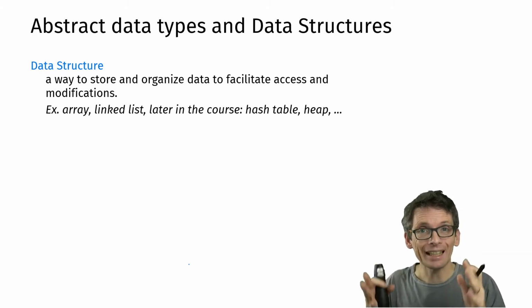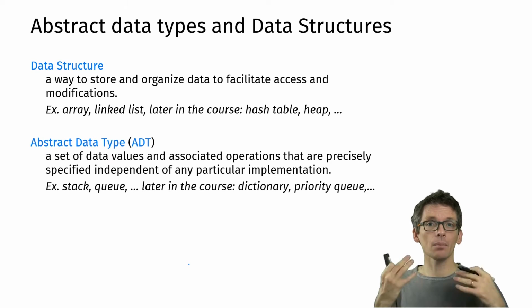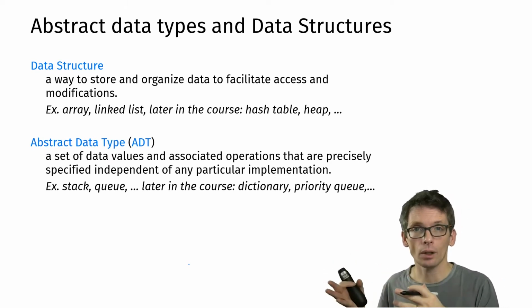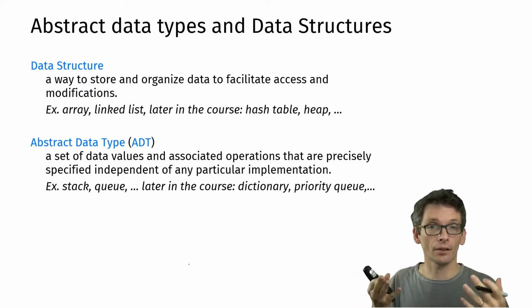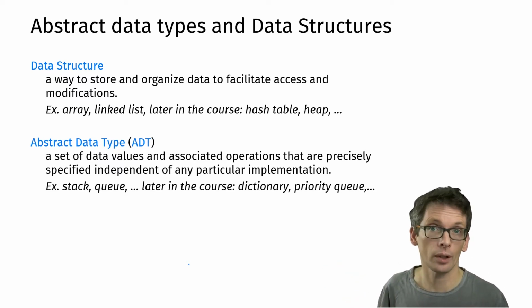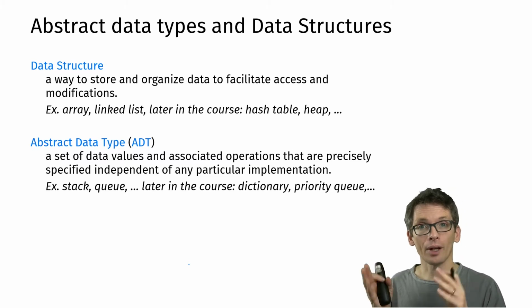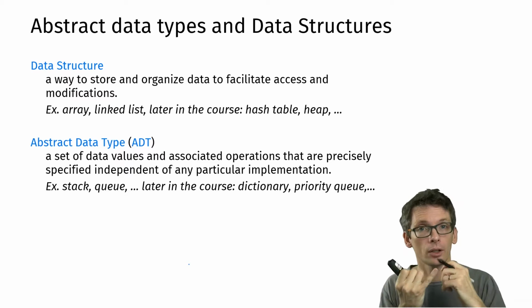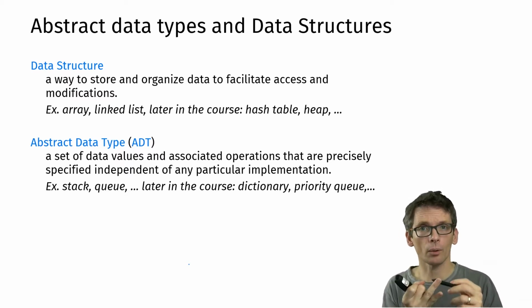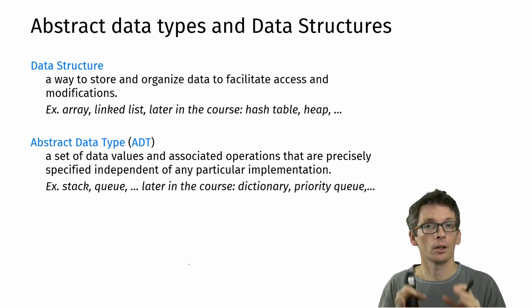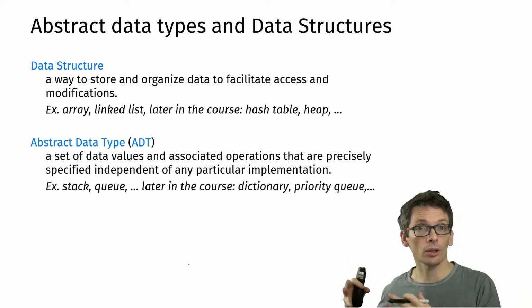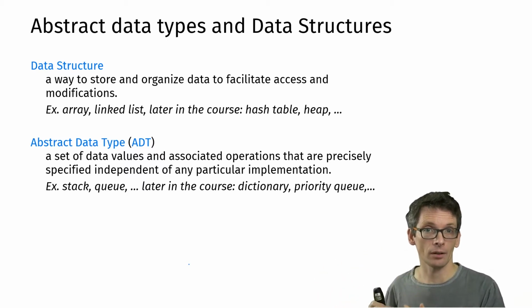The abstract data type, in contrast to this, simply describes the functionality that I want to have. In contrast to the data structure, it does not yet say how I'm getting that functionality, it just says what I want to have. So for instance, an abstract data type could simply say, okay, I want to be able to insert data into my data structure, I want to be able to delete data, and I want to search. In this way, we would say which functions we want to have. We would not yet say which data structure we're going to use to implement that.